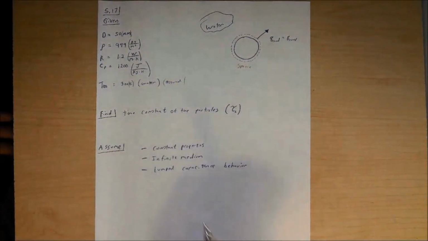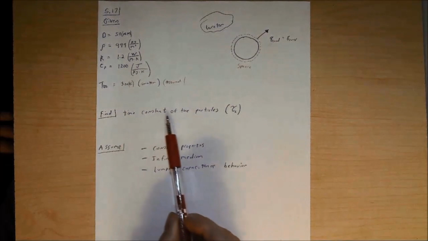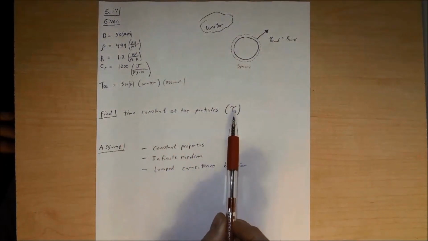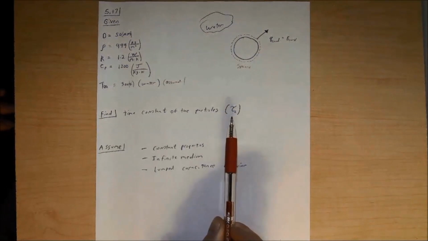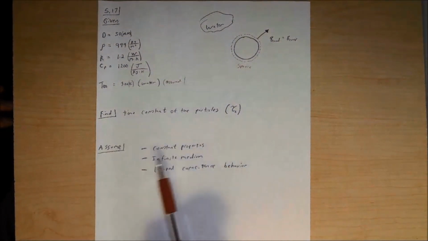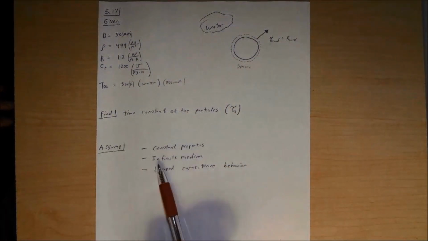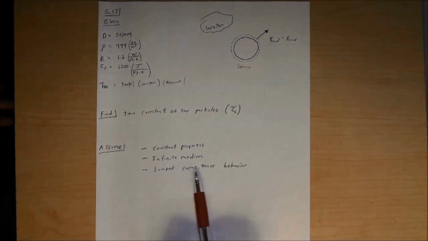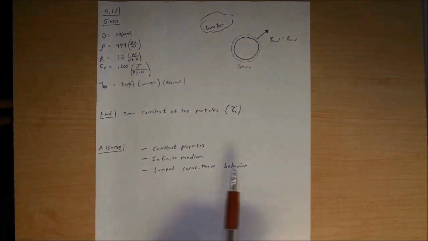In this problem, they want us to find the time constant of the particles. We call this tau sub t for our variable name. And we're going to make three different assumptions within this problem. One, assume constant properties. Two, assume an infinite medium. And three, we're going to assume lumped capacitance behavior.